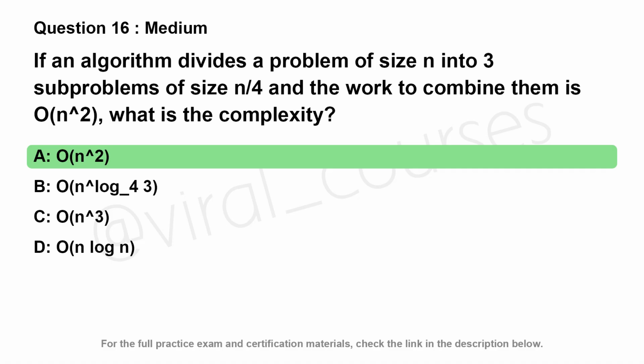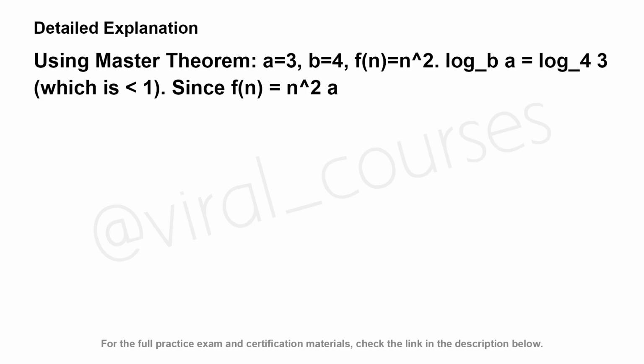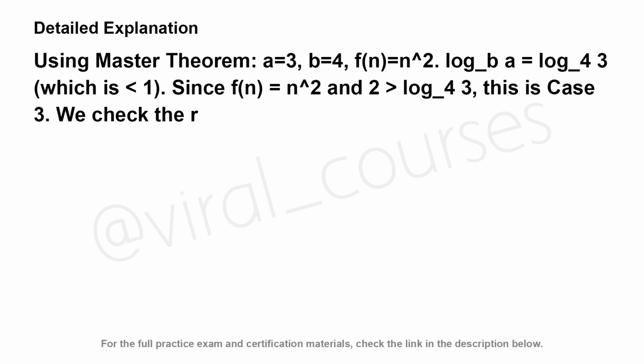The correct answer is A. Using Master Theorem, a equals 3, b equals 4, f(n) equals n squared, and log base 4 of 3 is less than 1. Since f(n) equals n squared and 2 is greater than log base 4 of 3, this is case 3. We check the regularity condition.